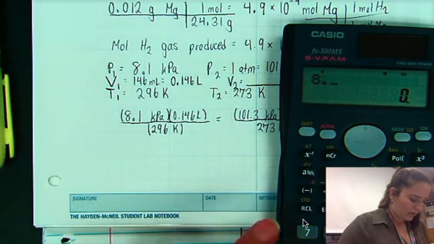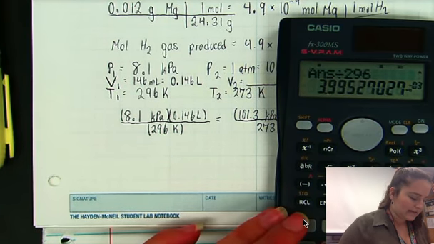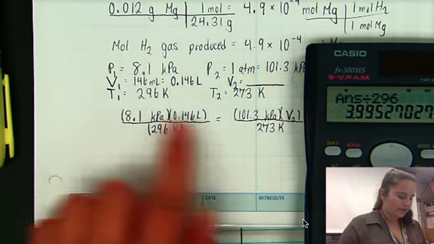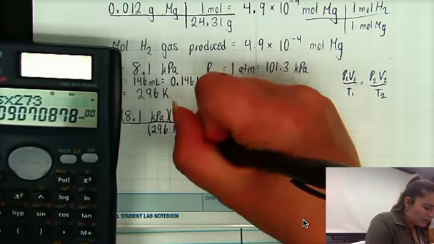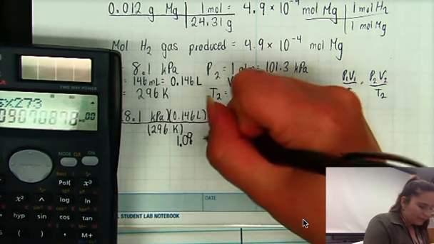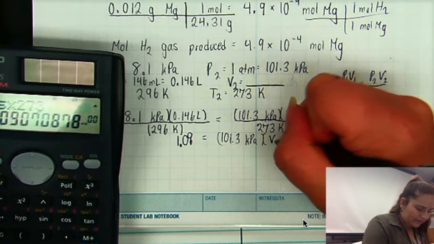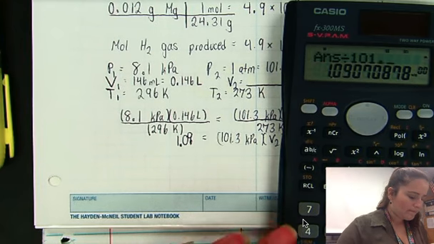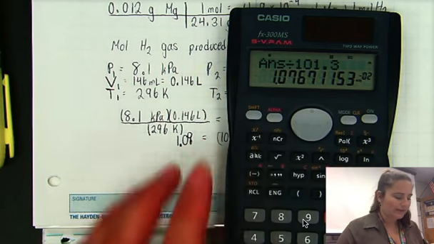So I have 8.1 times 0.146 divided by 296. So I got 3.9 times 10 to the negative 3. And then I know I'm going to times that by 273, so I'm just going to do that right now. Times 273. So right now I'm at 1.09 equals 101.3 kPa times V2. Divide each side by 101.3. And I get a V2 of 1.076 times 10 to the negative 2 liters.